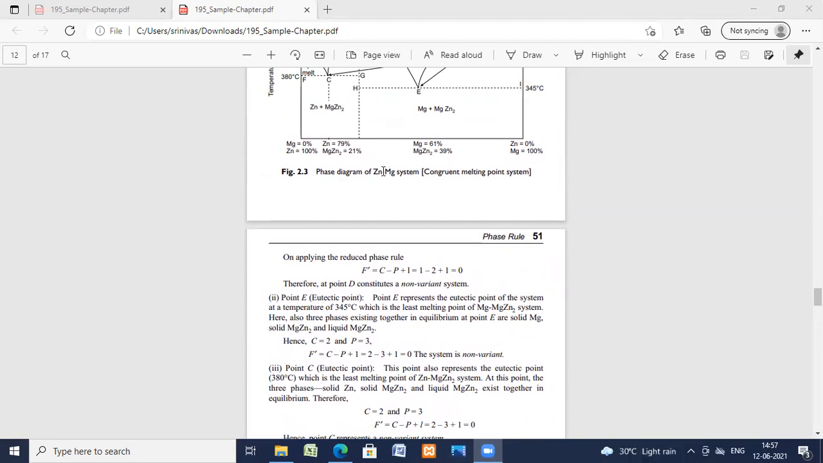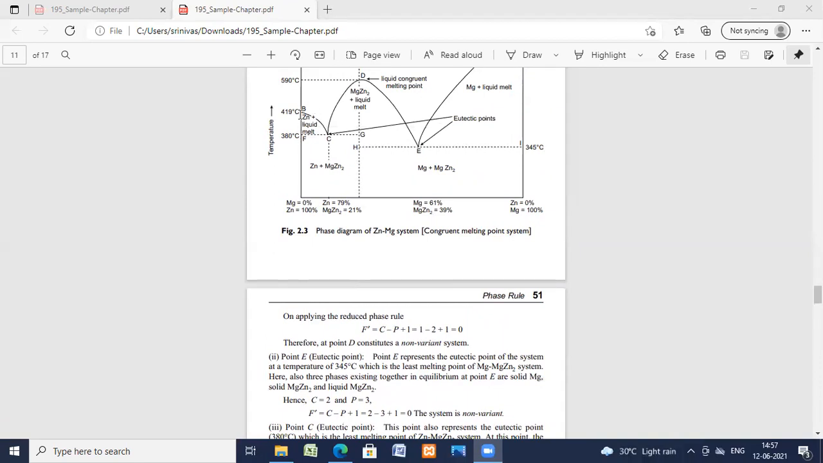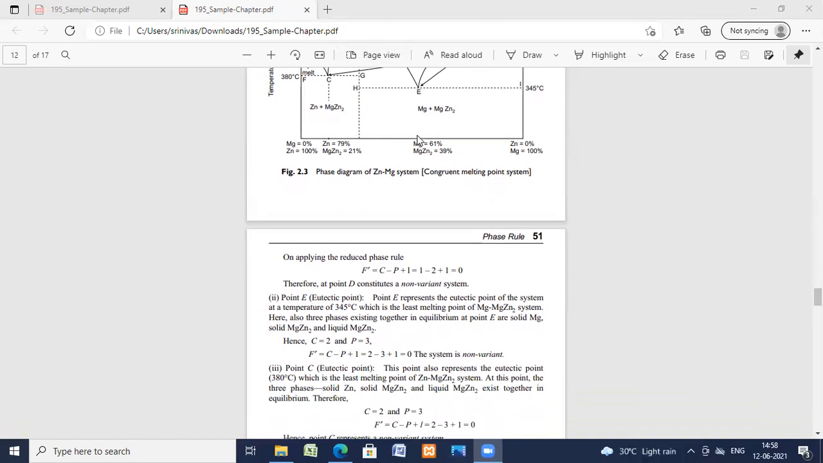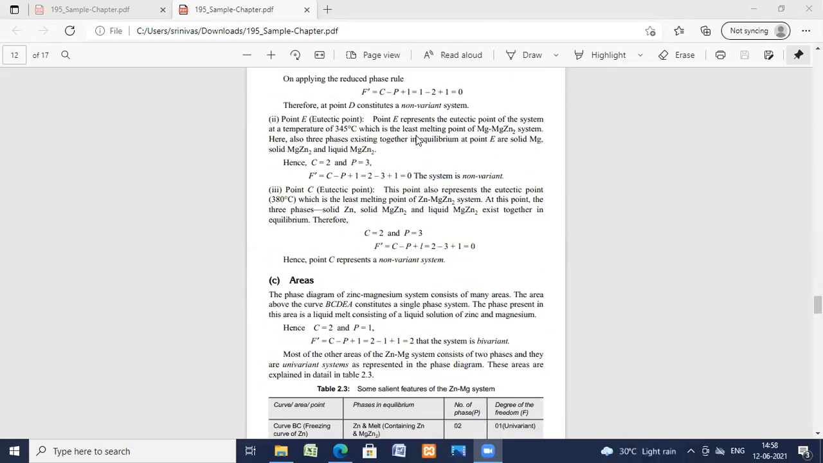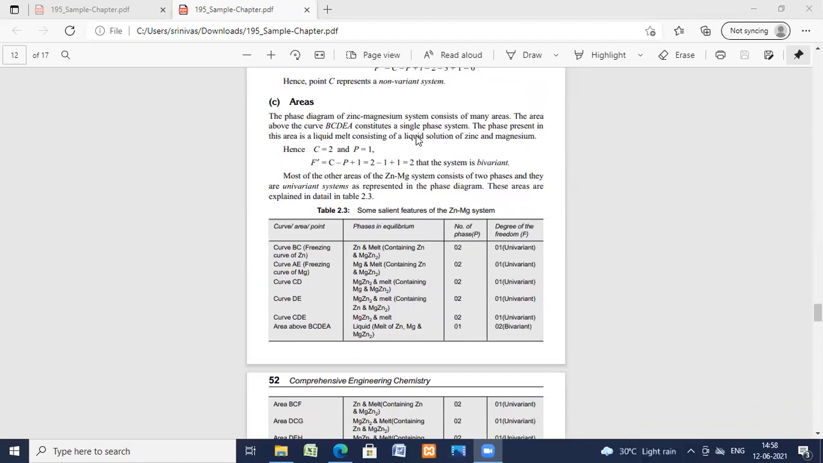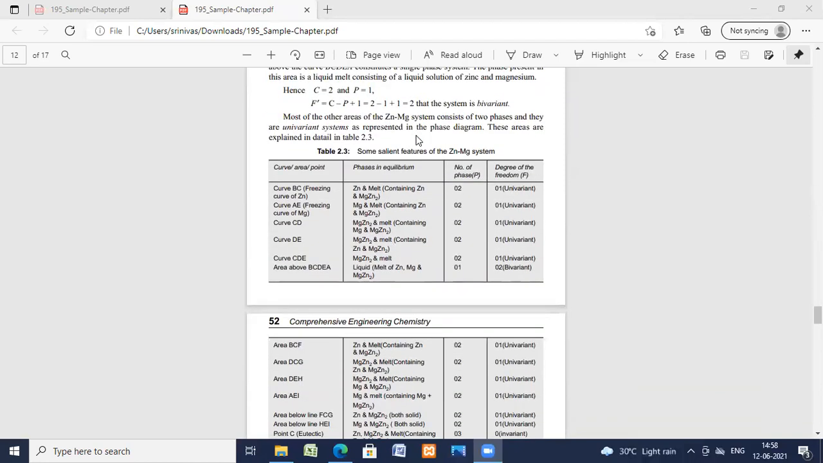Now coming to the areas, the above area is a bivariant system. It is dependent on the concentration and temperature. And the remaining bottom areas are a univariant system. It is dependent on any one of concentration or temperature. Now, let us have a look at the areas. Areas completed. Now we'll see the curves.